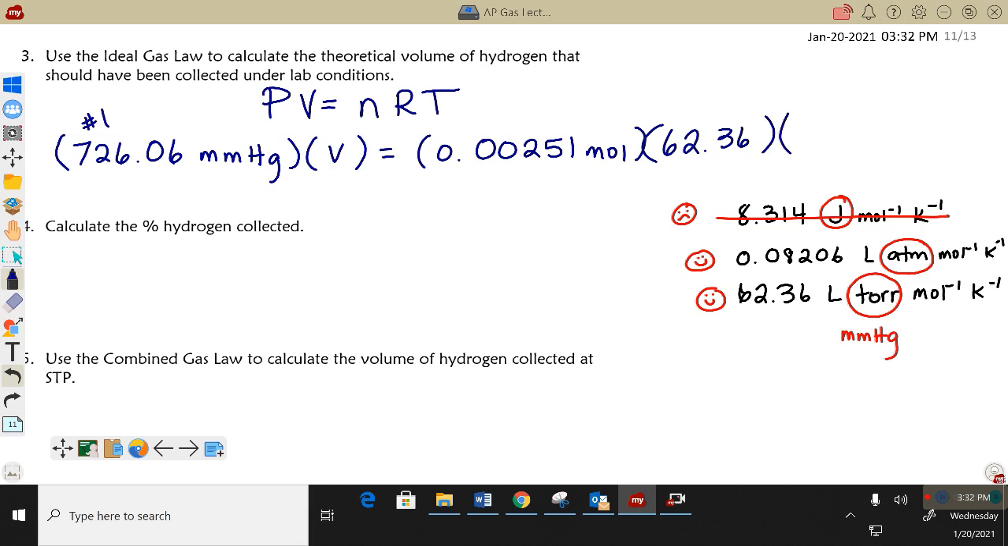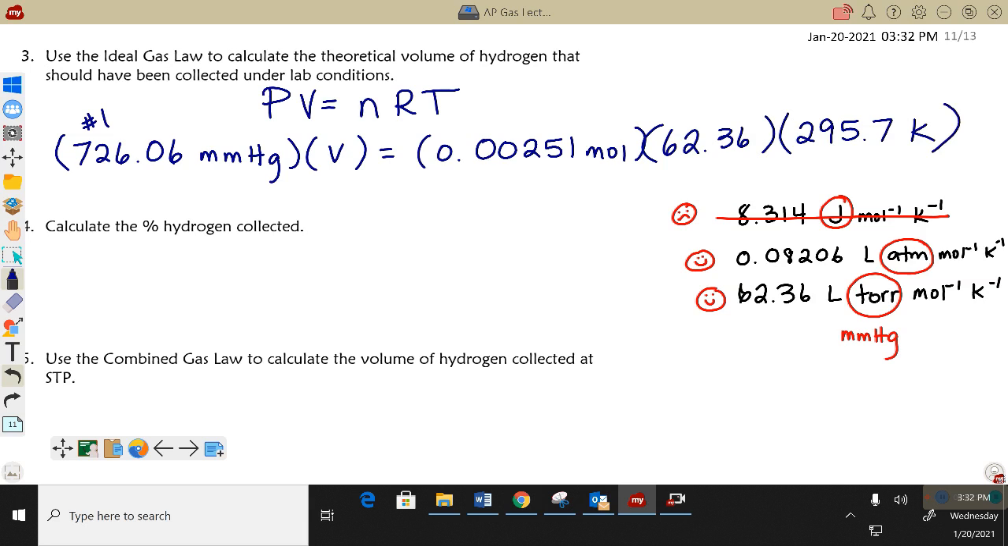And they'll tell you in the packet, in this same section. They'll give you the conversion from Celsius to Kelvin. All I have to do is take my temperature, 22.7 degrees, and add 273. So I'd be looking at about 295.7 Kelvin.